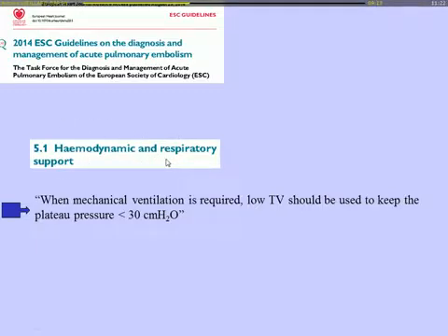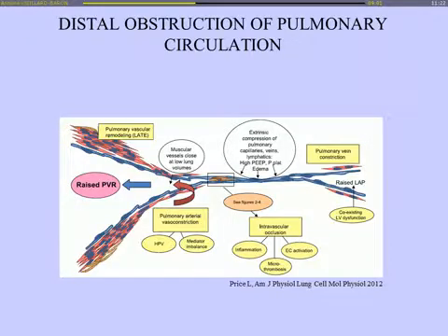And if you have to ventilate this kind of patient, once again, which is very uncommon, you have to ventilate this patient with a low tidal volume, absolutely keeping the plateau pressure as low as possible. And probably 30 centimeters of water is too high, and it should be as low as possible. So this is for proximal obstruction in the pulmonary circulation.